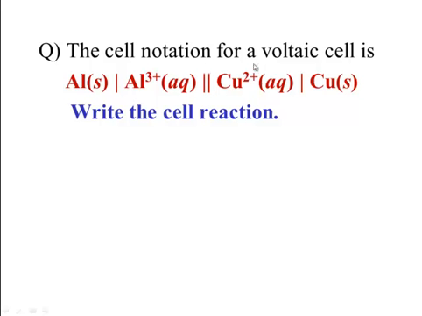Now have a look at this question. The cell notation for a voltaic cell or a galvanic cell is as follows. We need to write the cell reaction for it. So aluminium is on the left hand side, so it is the anode and it will undergo oxidation, whereas copper, being represented on the right hand side, will be the cathode and undergo reduction reaction.